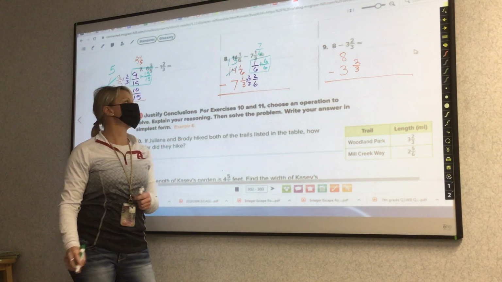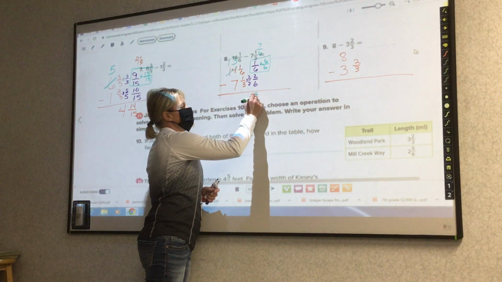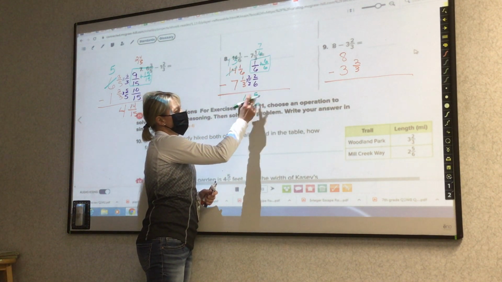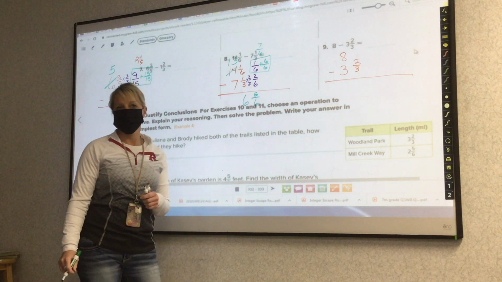Then 7 minus 2 is 5/6. 13 minus 7 is 6. Can I reduce anything? No.